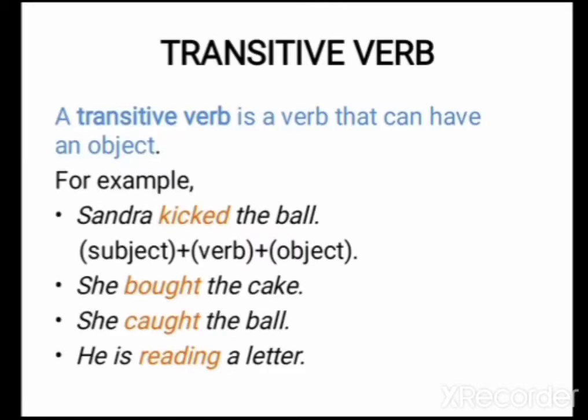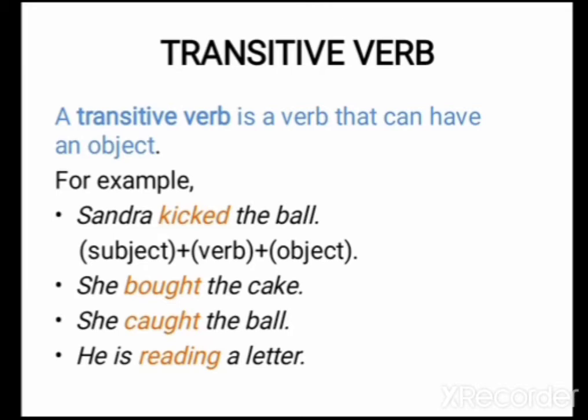We will try to understand transitive verb with the help of some more examples. A transitive verb is a verb that can have an object. For example, Sandra kicked the ball. Here, Sandra is the subject, kicked is the verb, and it takes the object, the ball. In this sentence, the verb kicked is taking the object, ball. So it is a transitive verb.